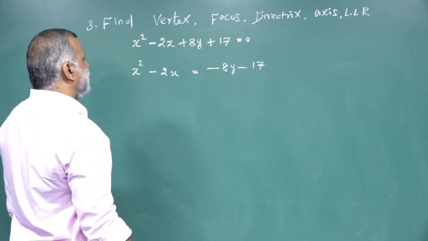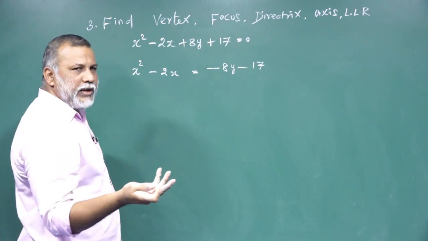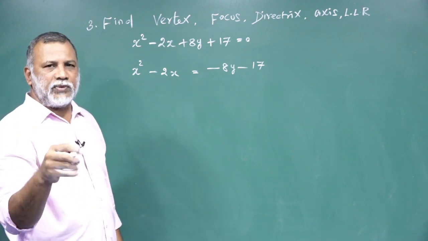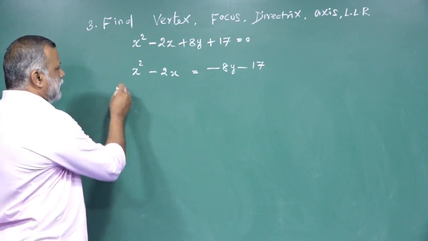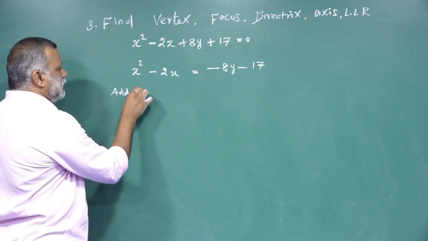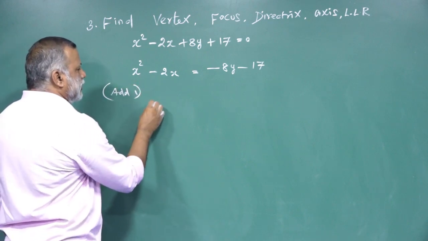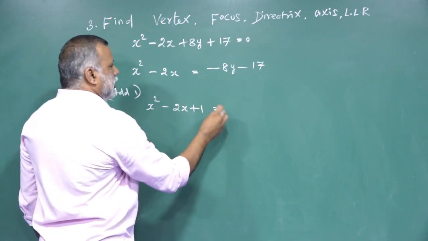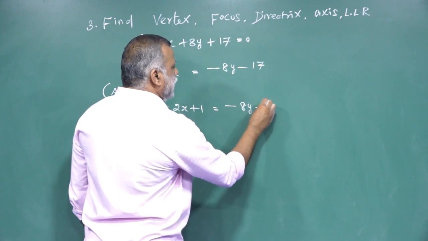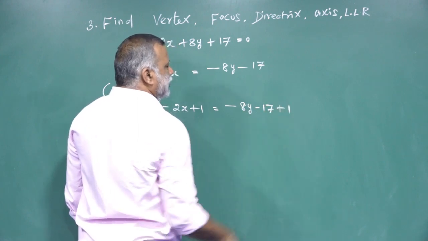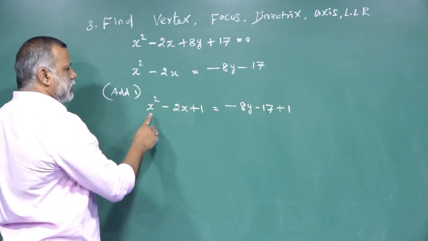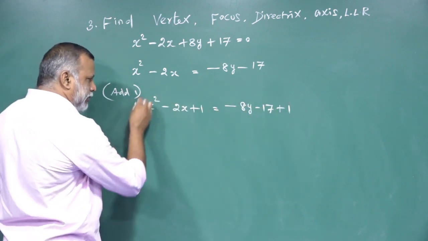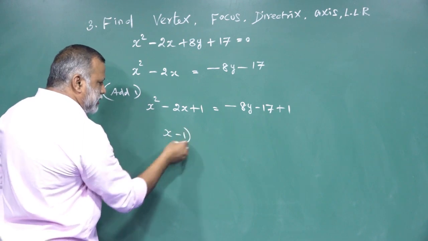Now the completing the square method. What is the concept? The coefficient of x is 2, half value is 1, square it and add on both sides. Therefore add 1 on both sides. So x squared minus 2x plus 1, and in the same way minus 8y minus 17 plus 1. Here also 1.